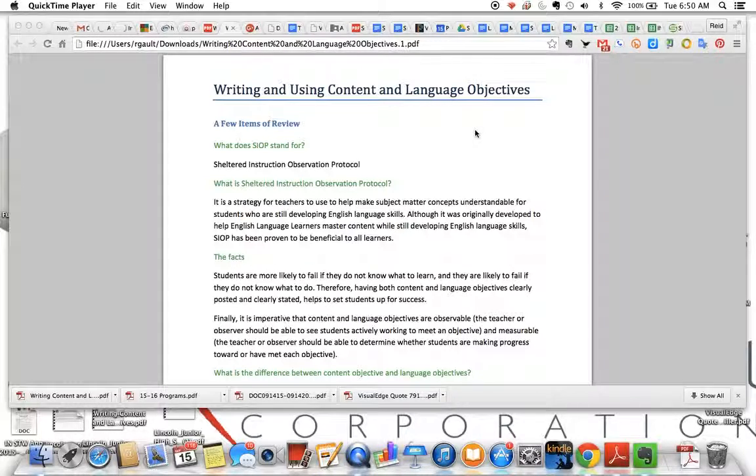The purpose of having language objectives is stated in this document that was shared by Amy Guy that day as well. Students are more likely to fail if they do not know what to learn, and they are likely to fail if they do not know what to do. Therefore, having both content and language objectives clearly posted and clearly stated helps to set students up for success.